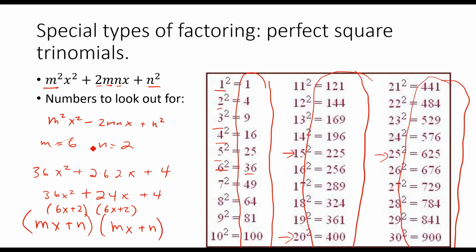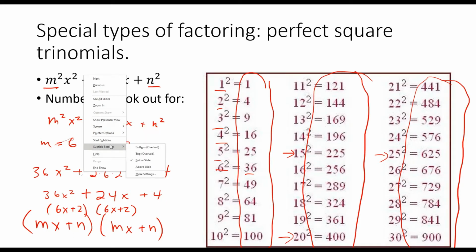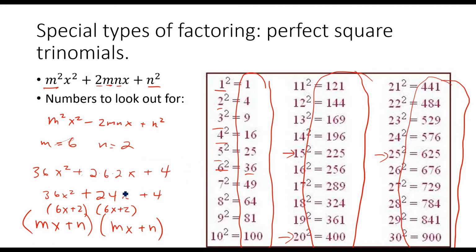So let's say our expression, instead of having a plus right there in the middle, we had a minus right here. Well, if we have a minus, then this changes into a minus and this changes into a minus as well. So we'd have 36x squared minus 24x plus 4 is equal to 6x minus 2 times 6x minus 2. That's all it is. The plus changes to a minus if there's a minus there.